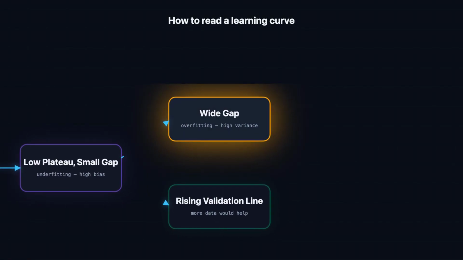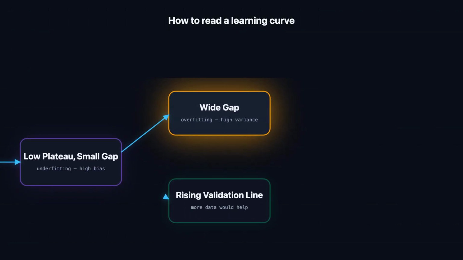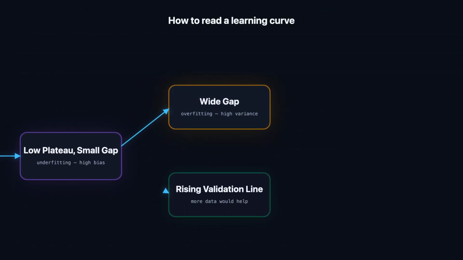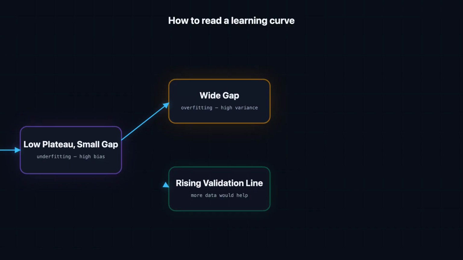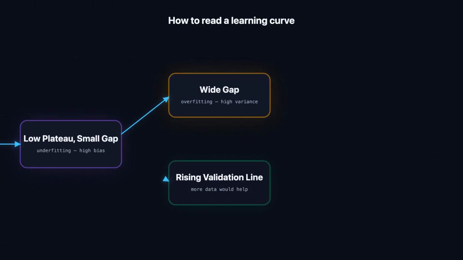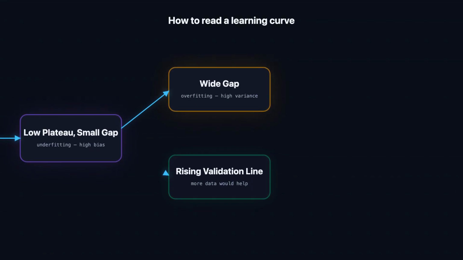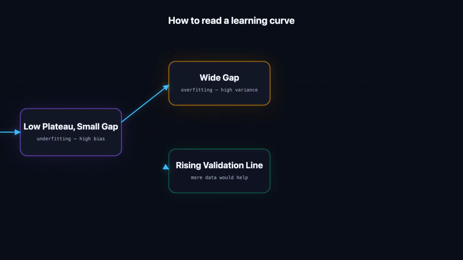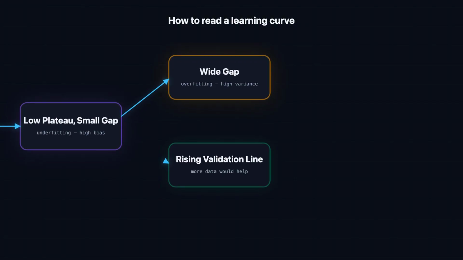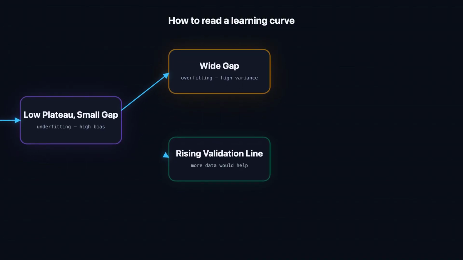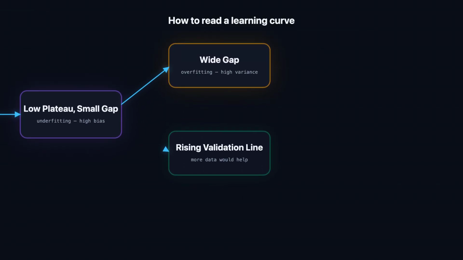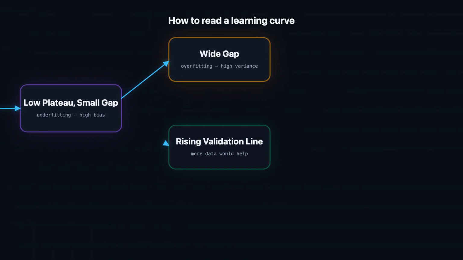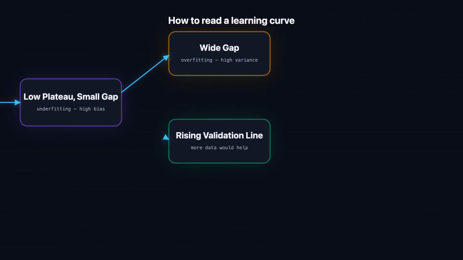Then there's the opposite pattern. When the training score stays high, but the validation score trails far below it, that wide gap between them is overfitting or high variance. The model is memorizing its training set rather than generalizing to new cases, and options like regularization, a simpler model, or simply more data would all work to tighten that gap.